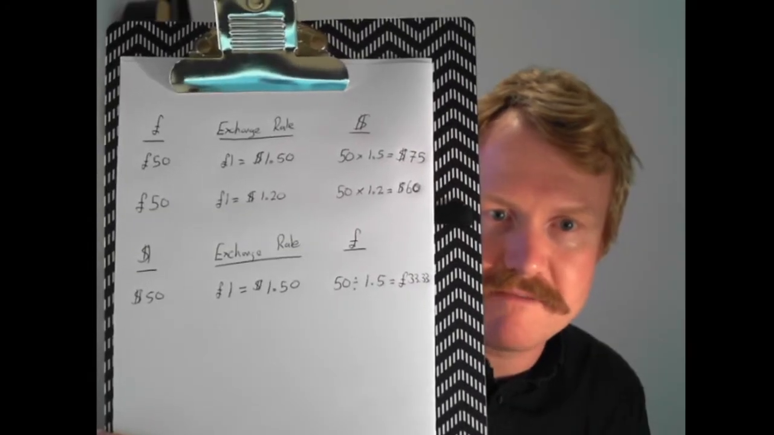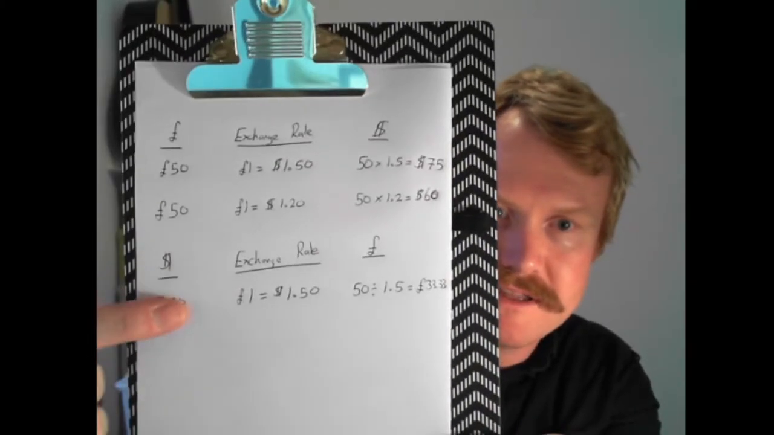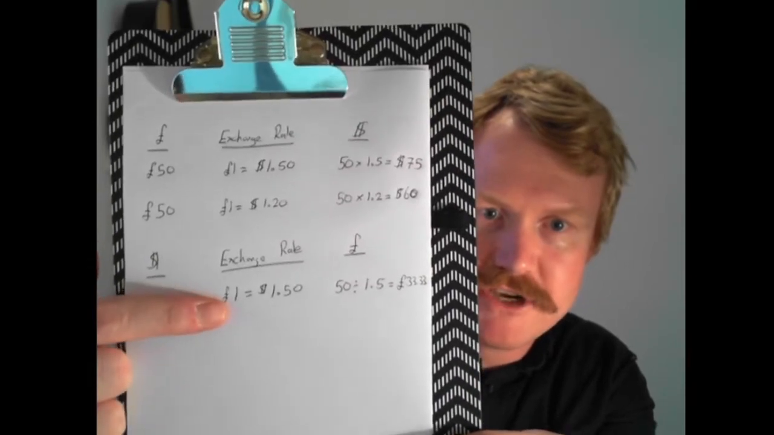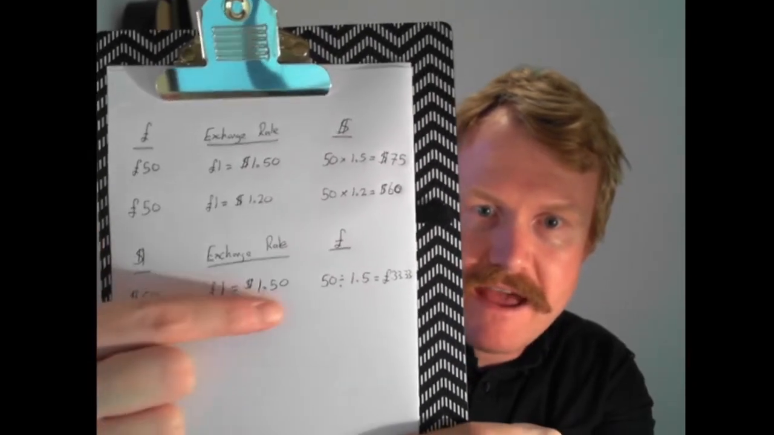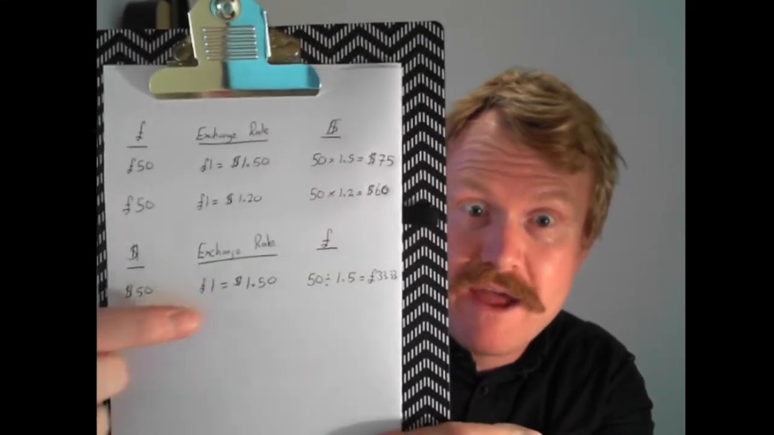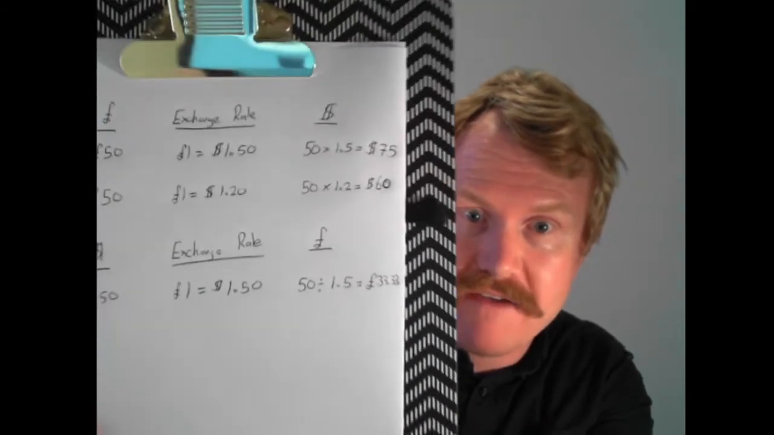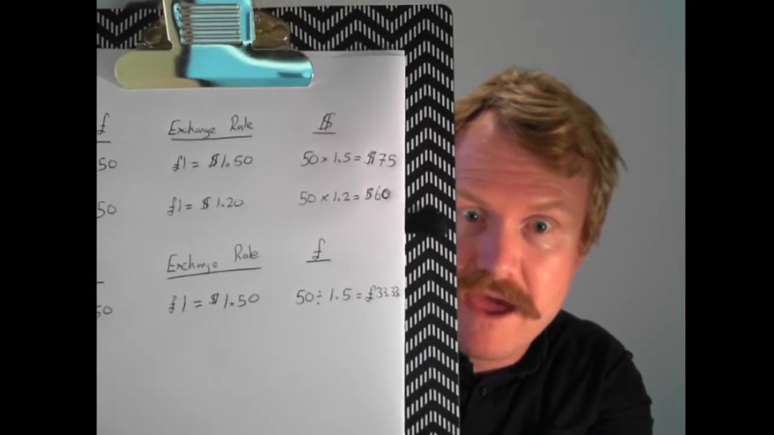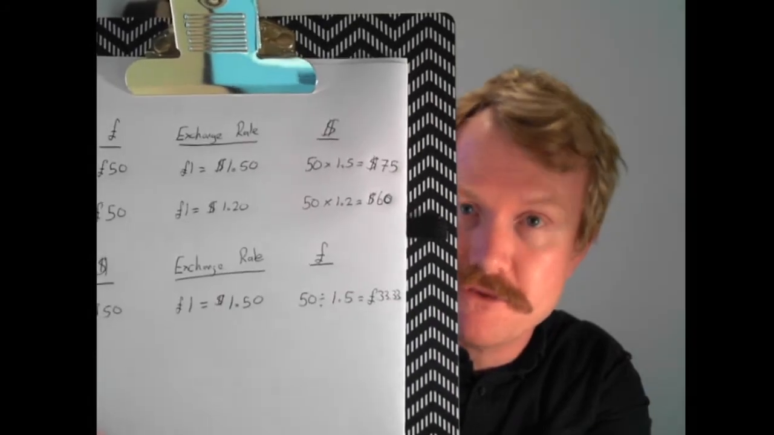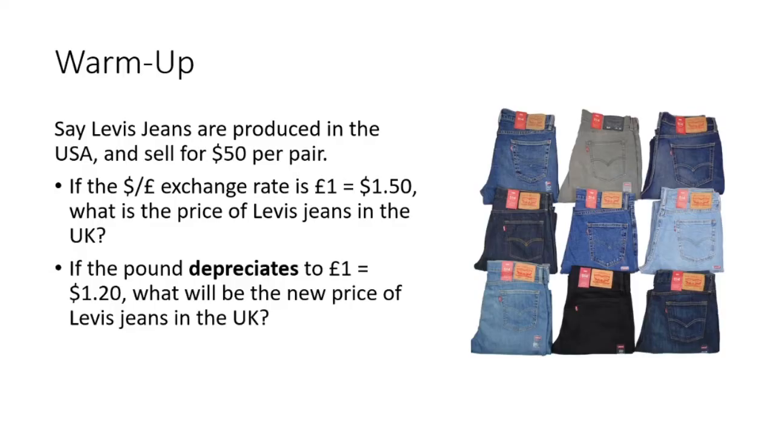I'm working on the same bit of paper here. I've now just got the starting point, which is in dollars. Exchange rate, £1 is $1.50. And this time we're now dividing through. So 50 divided by 1.5 means that those $50 jeans in the UK will cost us £33.33.